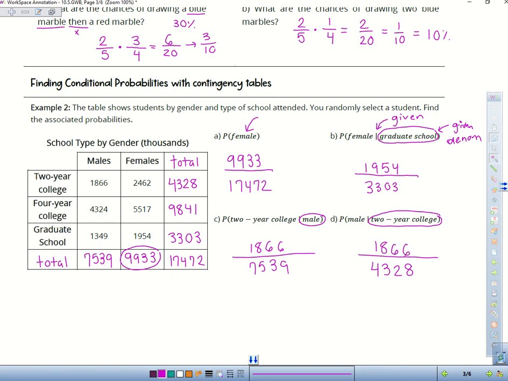They're comparing the group out of a different pool of people. So they're both looking at 2-year college students who are males, but one of them is comparing them to total 2-year college students, and one of them comparing them to total males. Do you see the difference there?